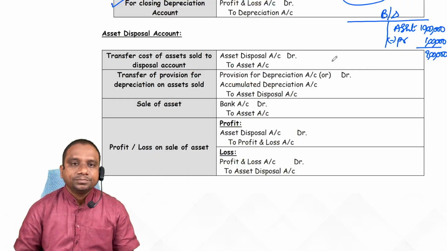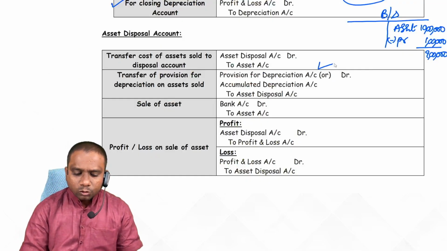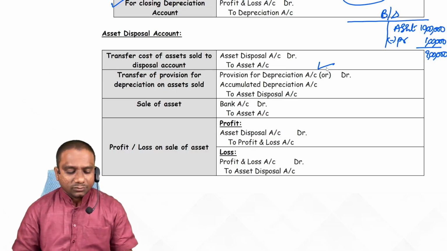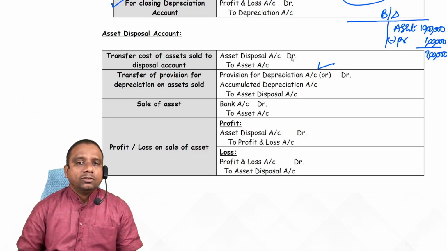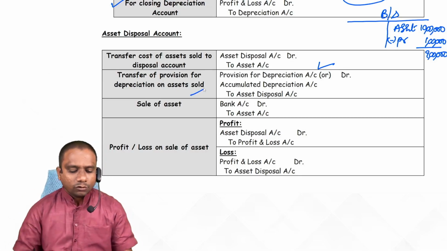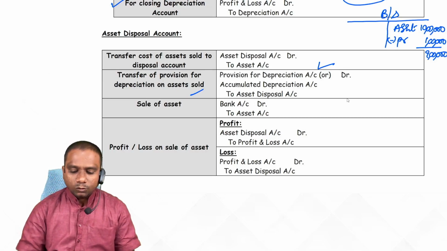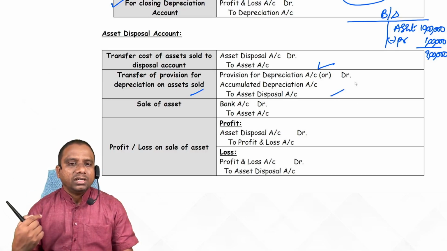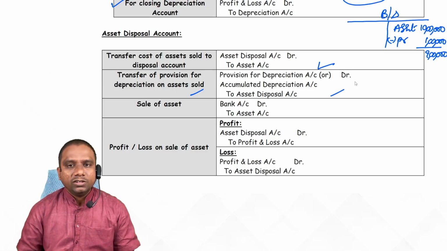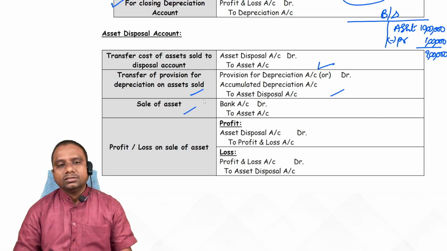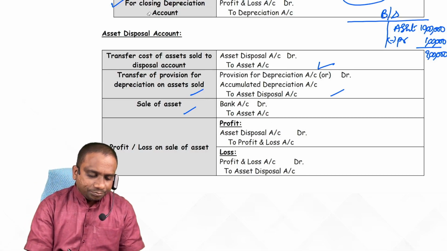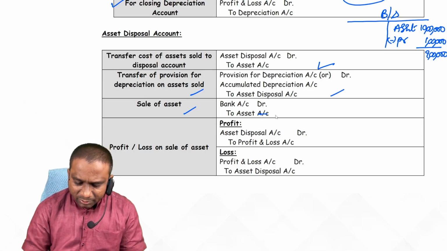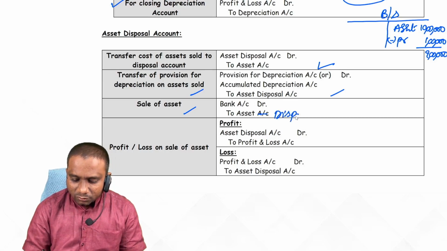Observe, students. First, transfer the cost of asset sold to disposal account. Entry: asset disposal account debit to asset account. Next, transfer of provision for depreciation on assets sold. Provision account shows credit balance now, so provision for depreciation account debit to asset account. Sale of asset, this we know: bank account debit to asset disposal account.